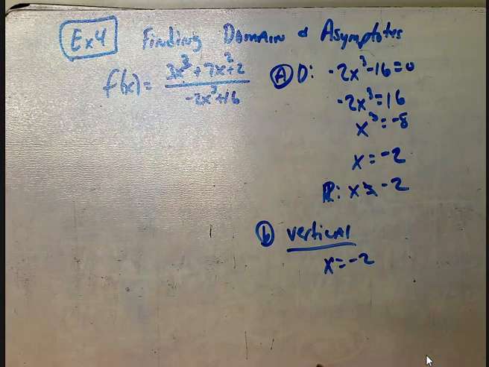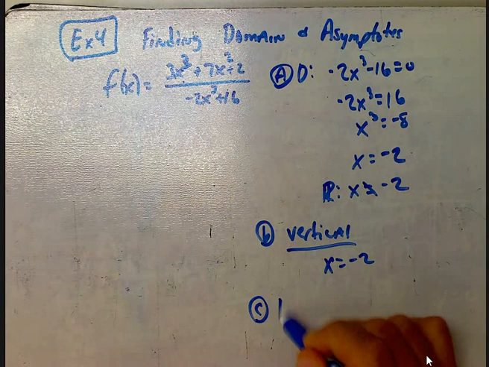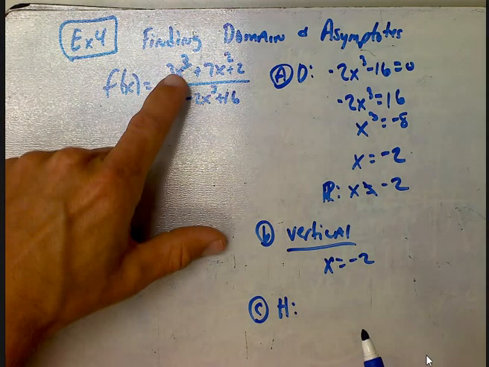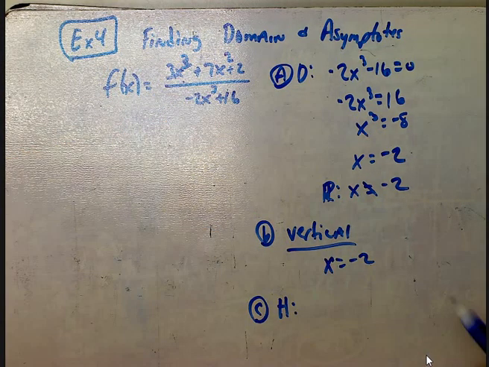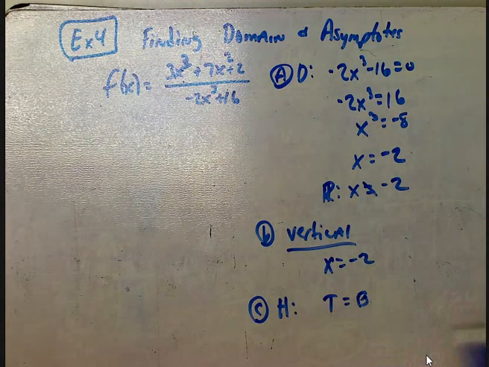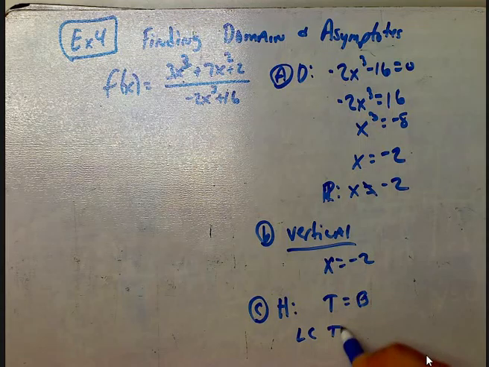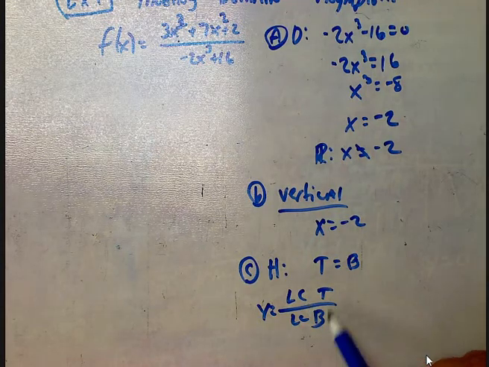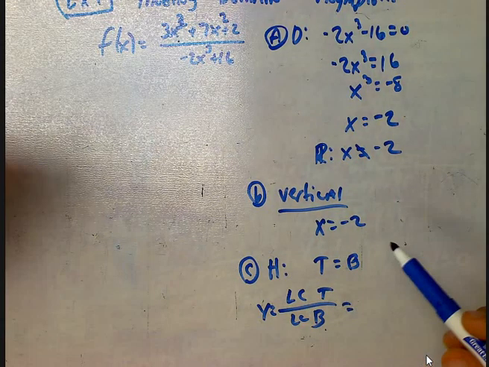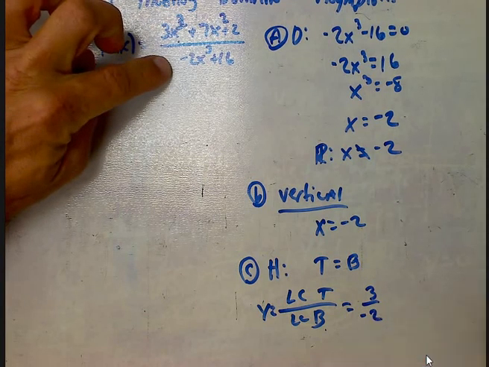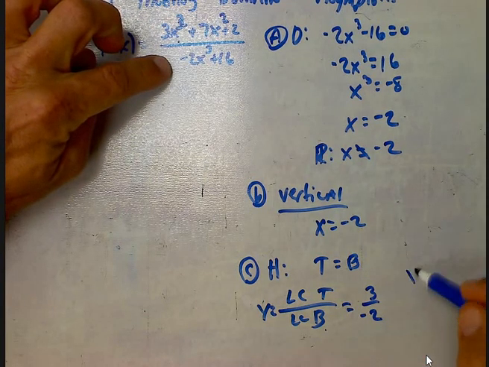And then for my horizontal, I look at my coefficients. I see that top equals bottom for the degree. And so it's the leading coefficient of the top over the leading coefficient of the bottom. I'm just using LC for leading coefficient, T for top, B for bottom. The leading coefficient of the top is 3. The leading coefficient for the bottom is negative 2. And so the horizontal asymptote is y equals negative 3 halves.